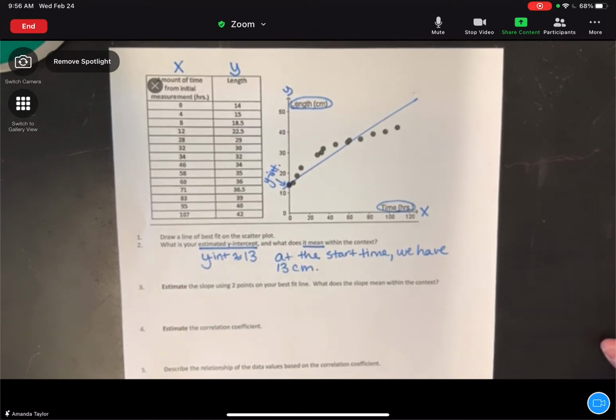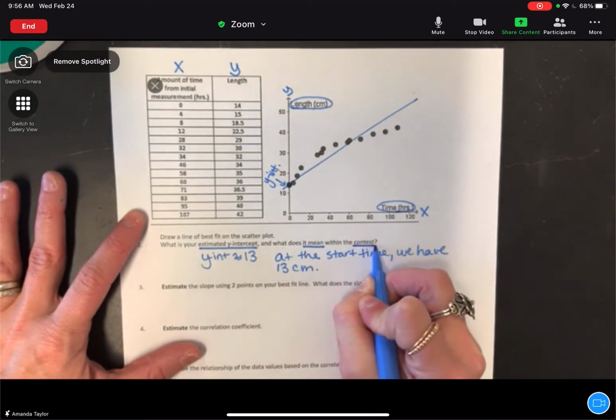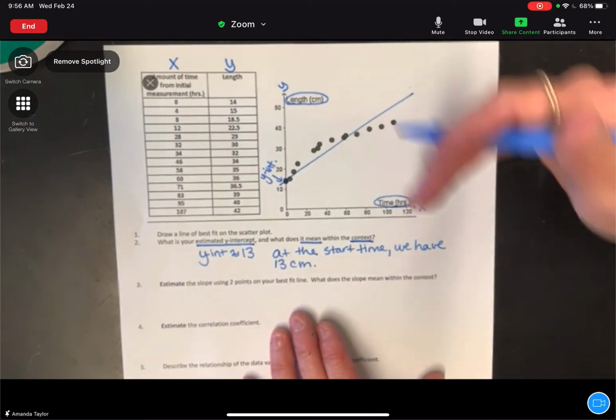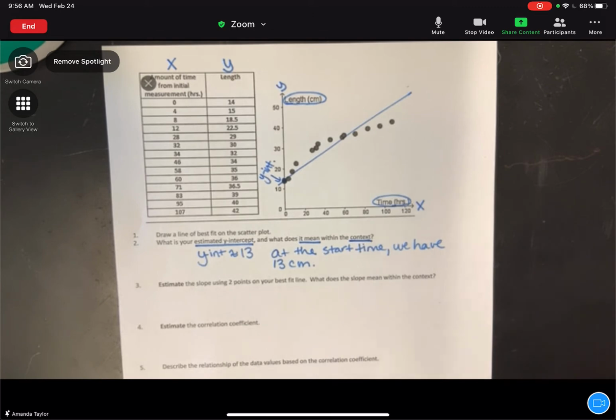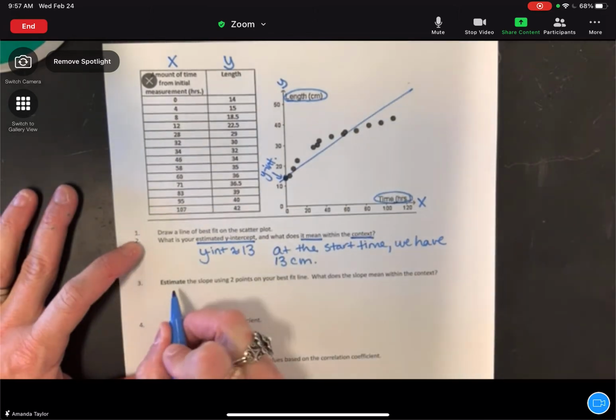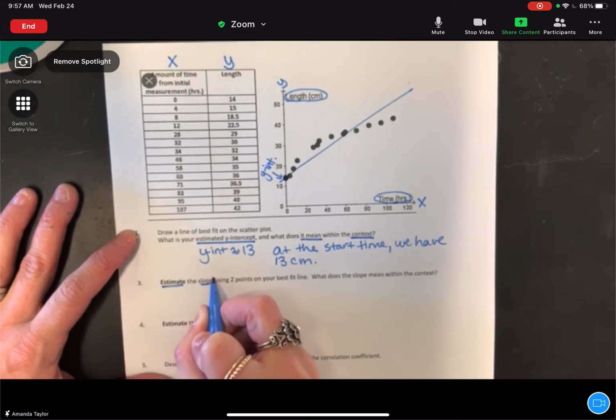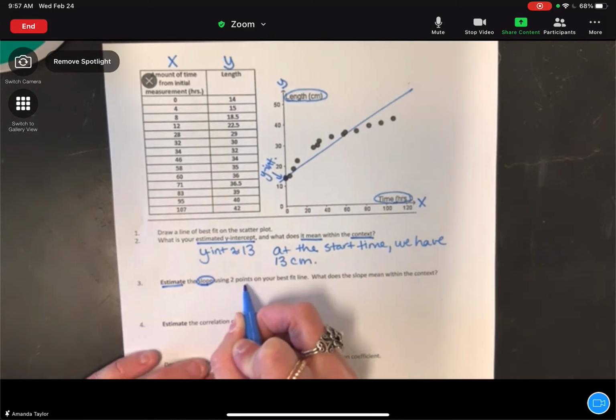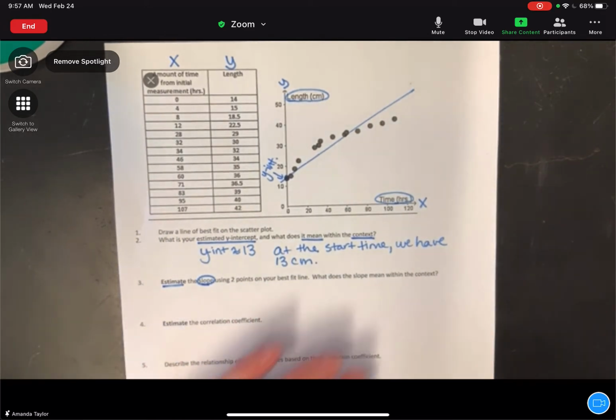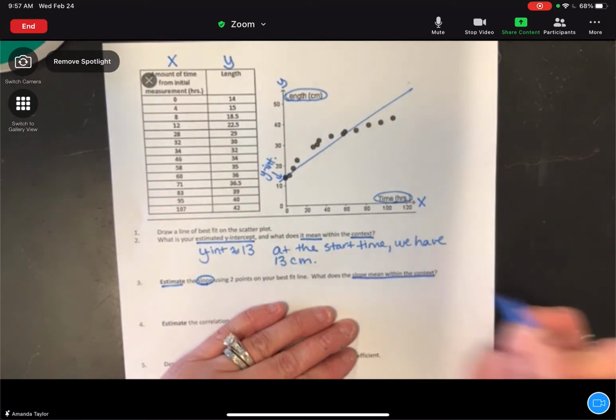So when it says, what does it mean within the context? That means take the words, those units, and put them in there. Don't just tell me it's the y-intercept, it's where it crosses the y-axis. Okay, use the words. Now we're going to estimate the slope using 2 points on your best fit line. And then what does the slope mean within the context?